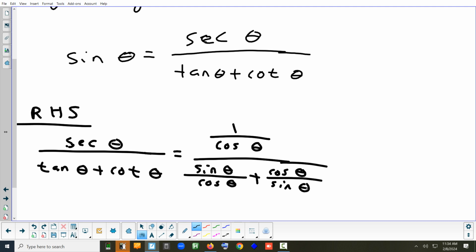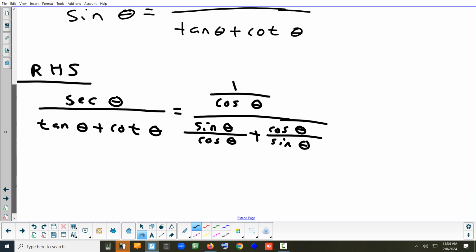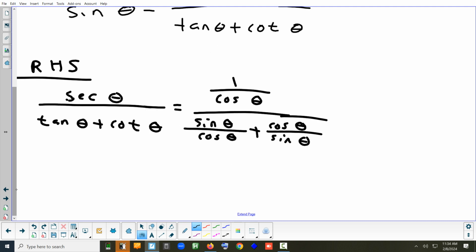So we've changed everything into sines and cosines. There's not really a lot you can do with the top, right? The top is 1 over cosine. I mean, what are you going to do with that? Change it back to secant? There's not much we can do. But I think there is something we can do with the bottom.